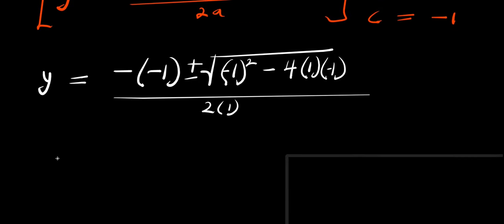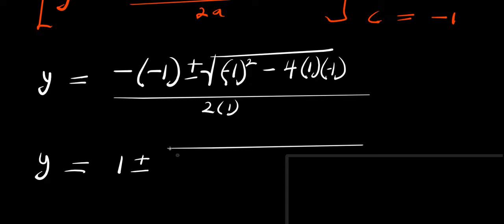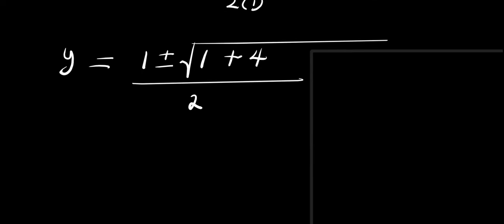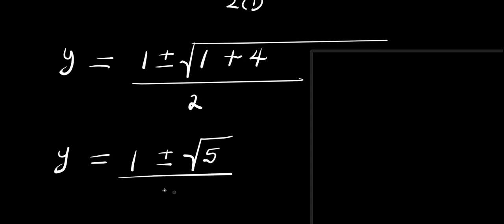From here, we have y equals 1 plus or minus square root of, this is 1, this will give you plus 4. -4 times 1 times -4, that is plus 4, divided by 2. So from here, you have y equals 1 plus or minus square root of 5, divided by 2.